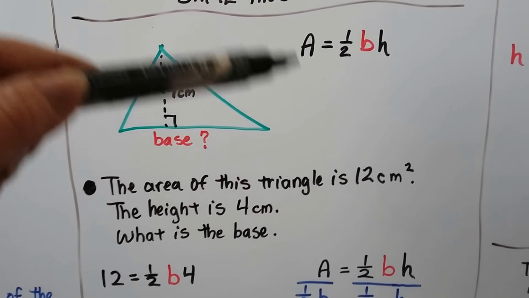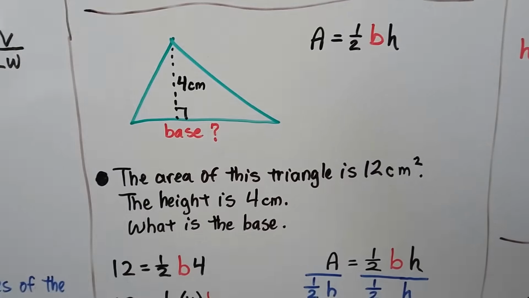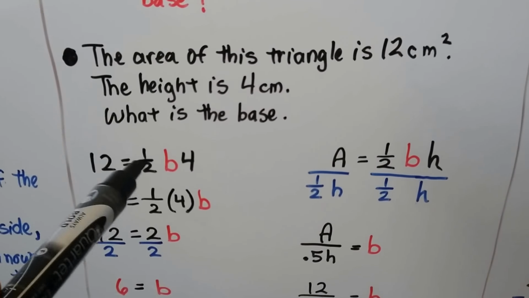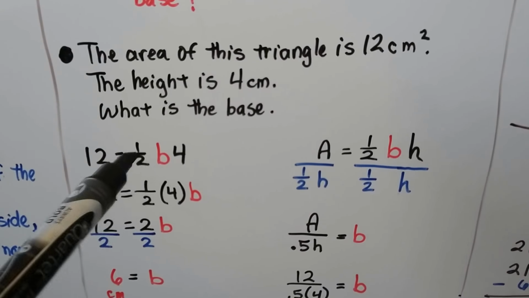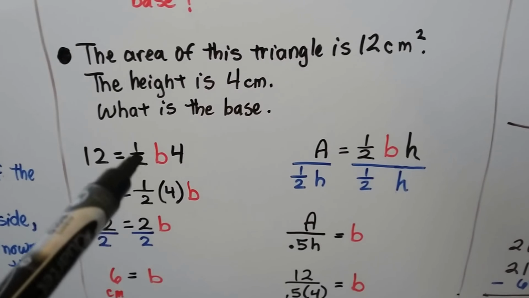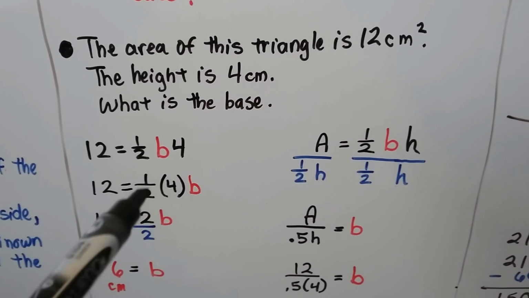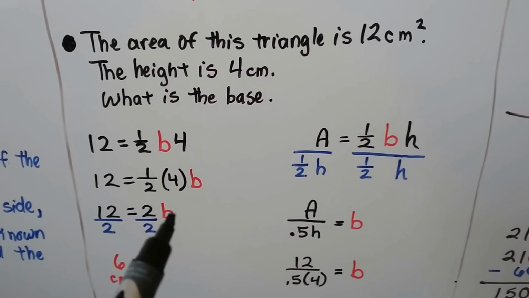Well, we know that the area is 12. We know the height is 4. And we know we have to multiply it by half, but we don't know what the b for base is. So now we have 12 equals half base times 4. It doesn't matter what order we multiply them in. So we can do half times 4, which is 2. Half of 4 is a 2. So now we've got 12 equals 2b.